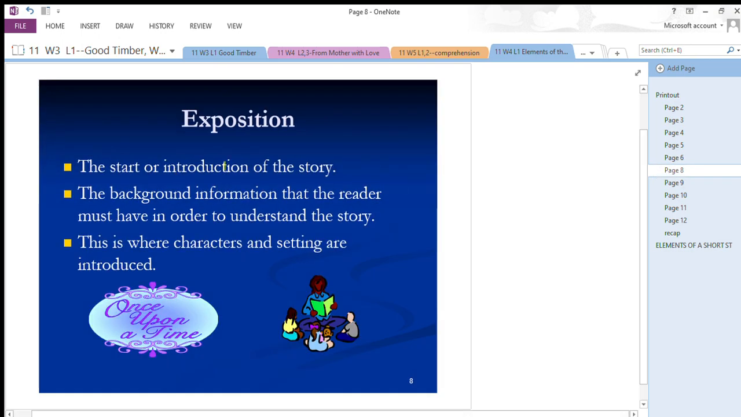The start or introduction of the story. The background information that the reader must have in order to understand the story. Like when I will start this play, progress.